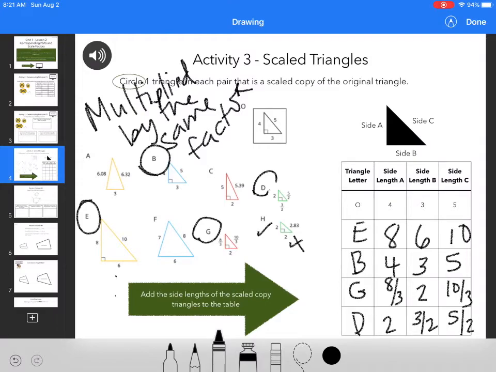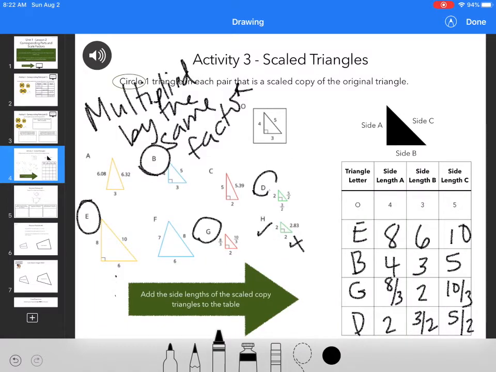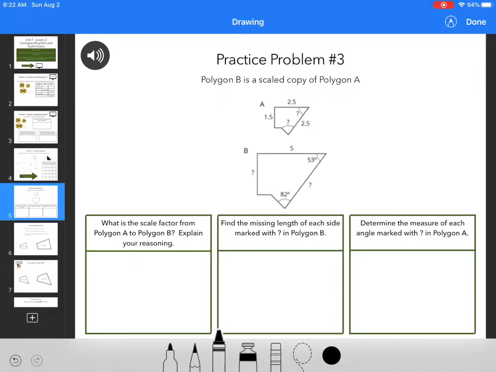So then it says, so that activity is done. So I've compared them, I've looked at them, I've made my decisions. So now this one says polygon B is a scaled copy of polygon A. So they're already telling me it's a scaled copy. I don't have to figure it out. I just have to figure out by what factor. And remember, factor, we're always thinking about multiplication.